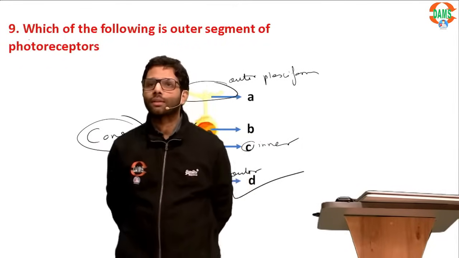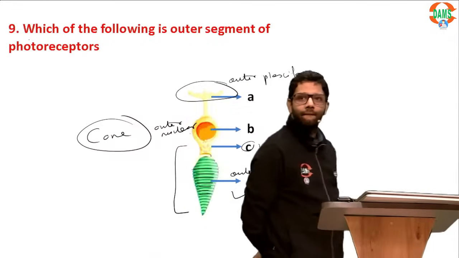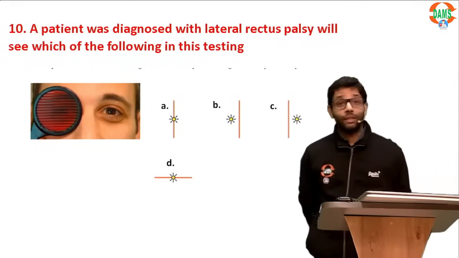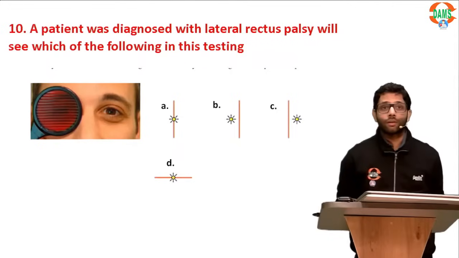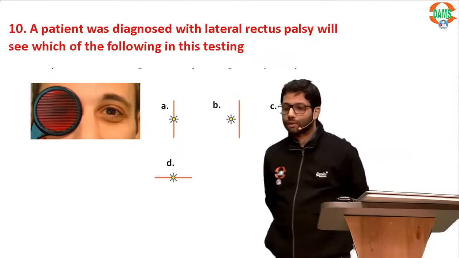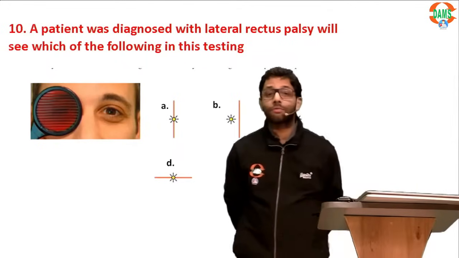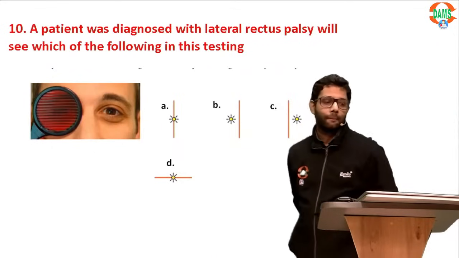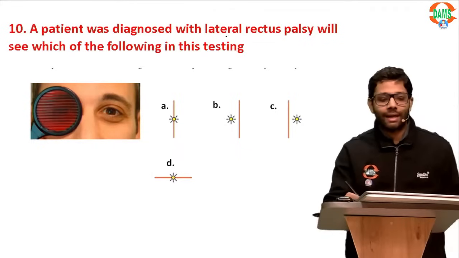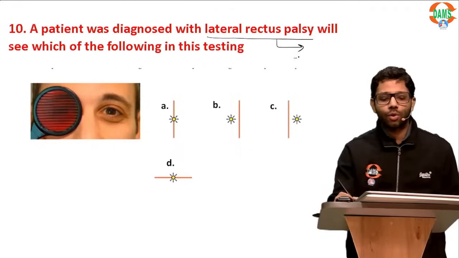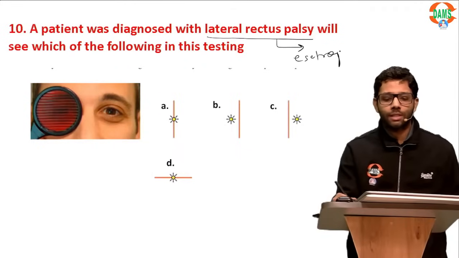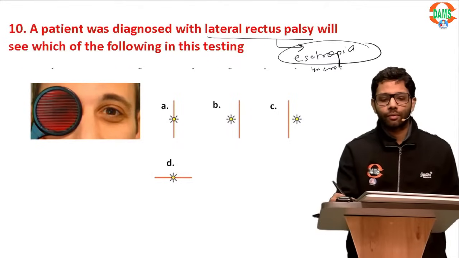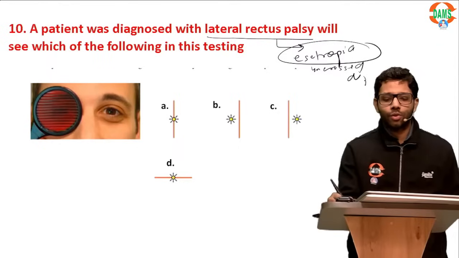Good. All right. 10th. Now the 10th question is also one you should have solved as a PYQ from the last NEET exam. There was a Worth 4 test question. This is a Maddox rod question. The patient was diagnosed with lateral rectus palsy. Lateral rectus palsy, I just told you, is esotropia, and esotropia has which diplopia? Uncrossed diplopia.